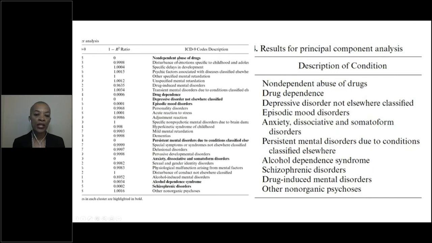What we learned, and you can see here in the bold, to my left, your right, we found out that there was the existence of non-dependent abuse of drug dependence, depressive disorder, mood disorders, all the way down to schizophrenia, that really crept up and weighed more into this model. The results of our principal components analyses showed some of these disorders as primary conditions that actually had more weight in the model.